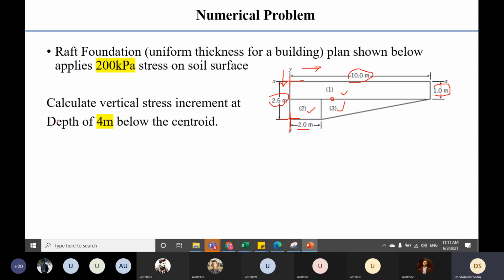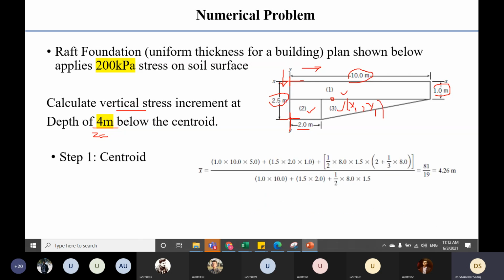Now you are asked to calculate the vertical stress of this arbitrarily shaped uniformly loaded footing at 4 meters. So Z is given to you. The first step is to locate its centroid. It means the center will have two coordinates, one is x1 and the second one is y1. Now let us see how to calculate the centroid x1 and y1. If you want to calculate the centroid coordinate x of this point, then you have to take the moment of all the areas about the y-axis.